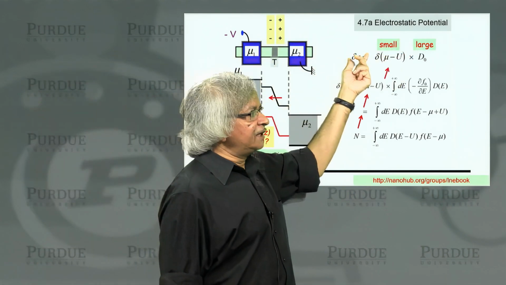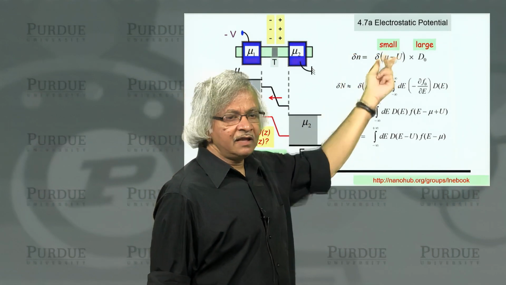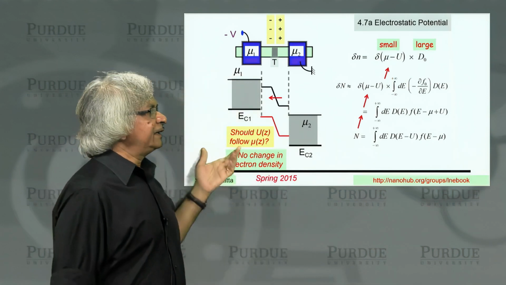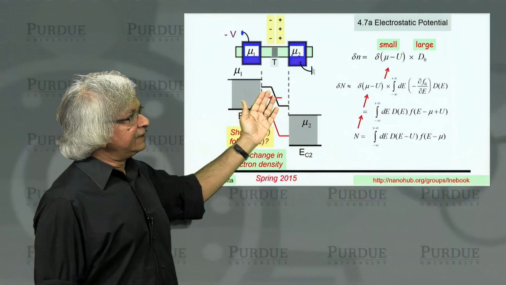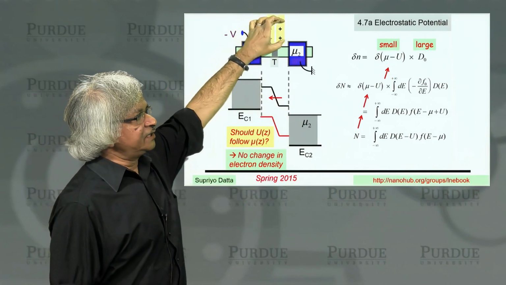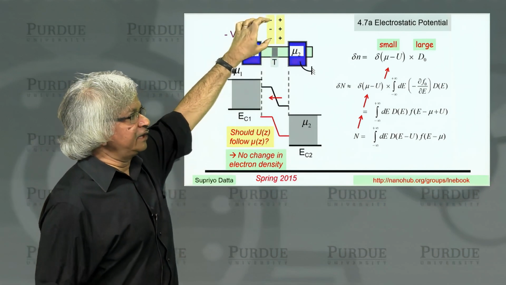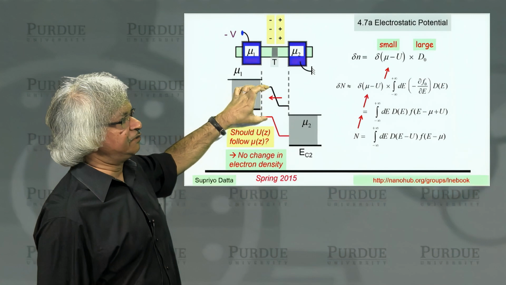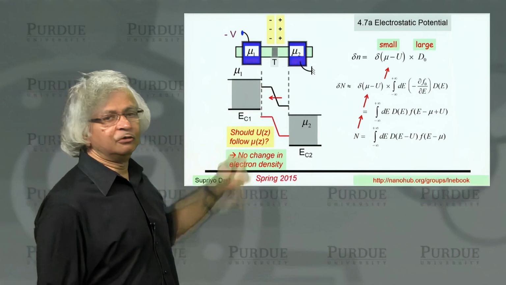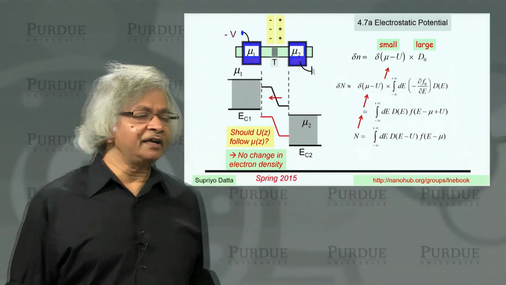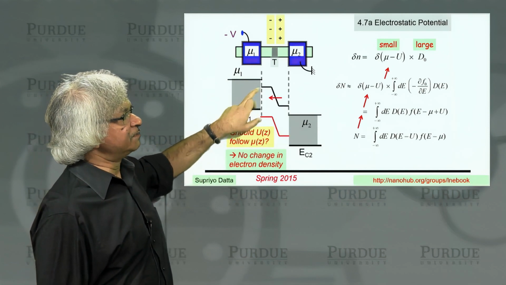then for a given electron density change, you need a very small change here. So that's the argument, that if this happens to be a very conductive medium, then all these extra electrons that we need to create the electric field can be accommodated with only a slight change in mu minus U. Slight enough that on this scale you wouldn't even notice it.